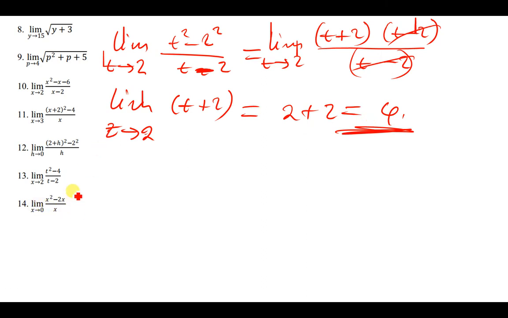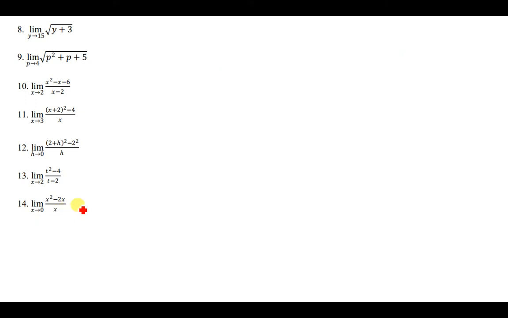Okay, so let's also do the last part here. So the last part is also simple. So this one you don't even have to spend a lot of time. Okay, so we just factorize there. So we have the limit as x approaches 0 of (x squared minus 2x) over x.